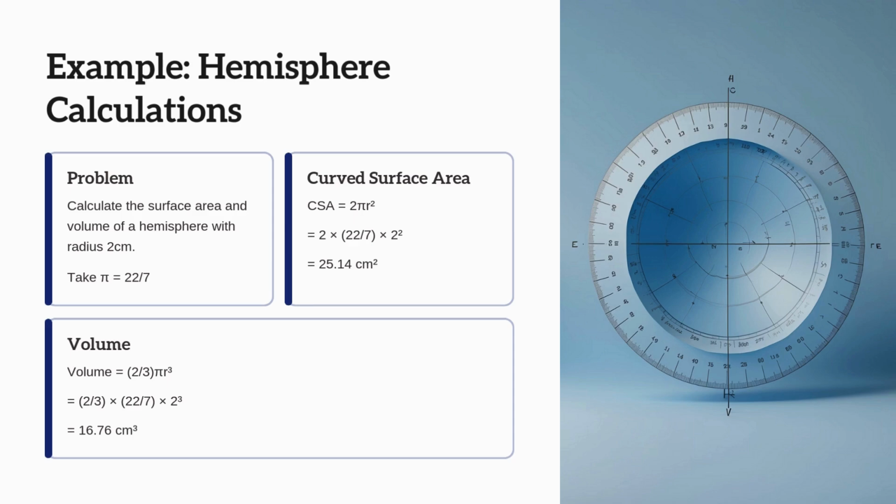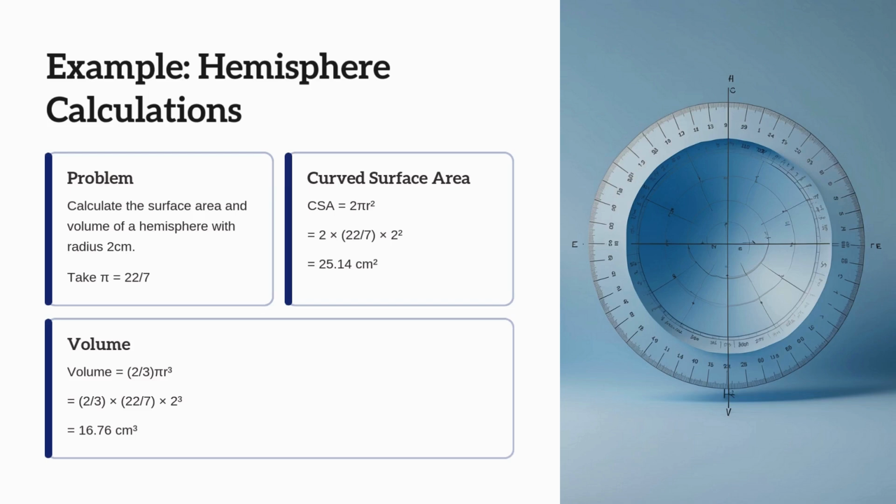Simplify 2 cubed to 8. Volume equals 2 over 3, multiplied by 22 over 7, multiplied by 8. This is obtained by evaluating 2 times 2 times 2. Now compute step by step. 2 multiplied by 22 equals 44. 44 multiplied by 8 equals 352. So the numerator is 352, and the denominator is 21. This results from multiplying across the fractions.